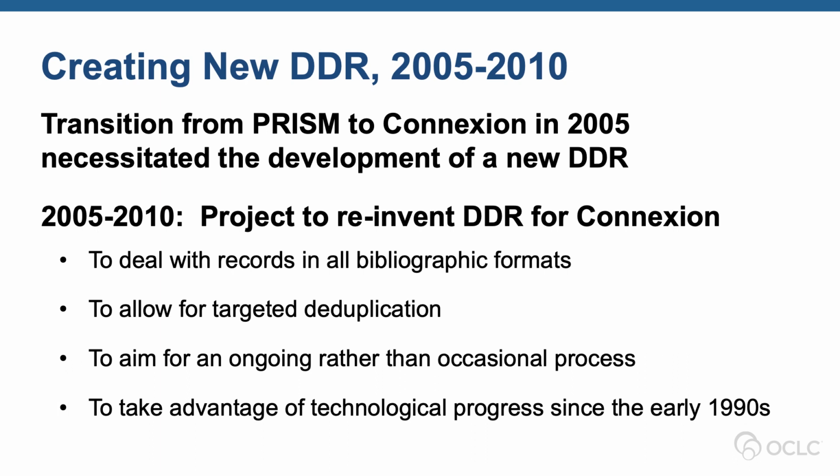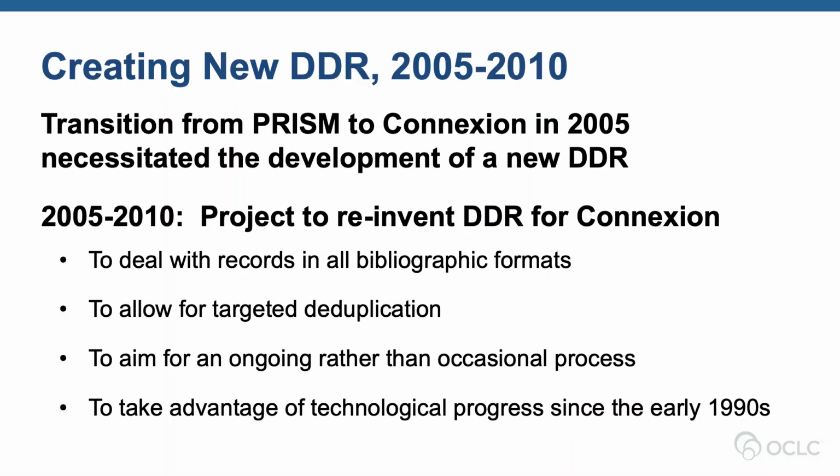So, in 2005, a project was begun to reinvent the DDR software for the new environment and to expand its capabilities to deal with all types of bibliographic records, not just books. There were also the intentions to allow targeted deduplication, to make it an ongoing background process rather than an occasional process that had to be run against the entire WorldCat each time, and to take advantage of technological advances since the early 1990s. The project involved rigorous planning, careful development, exhaustive testing, and extensive record cleanup.